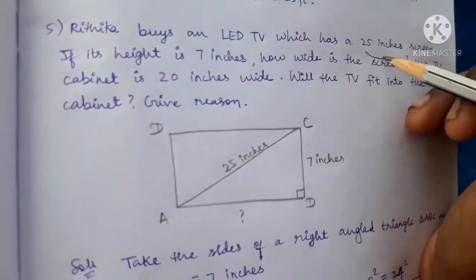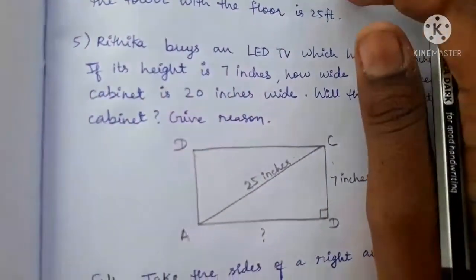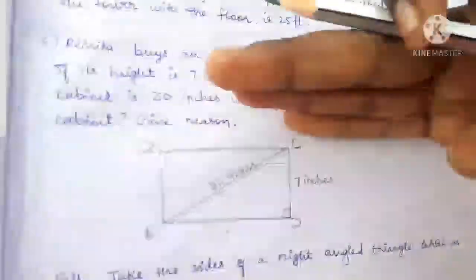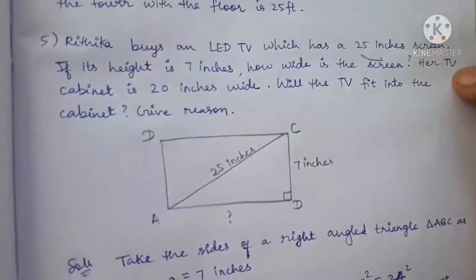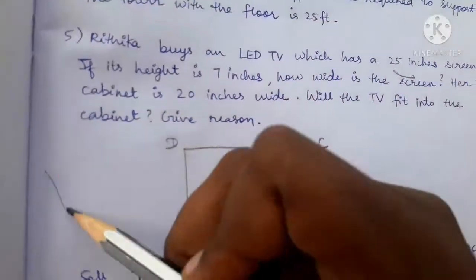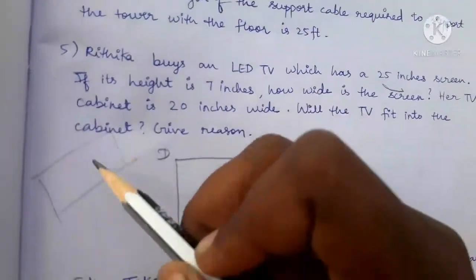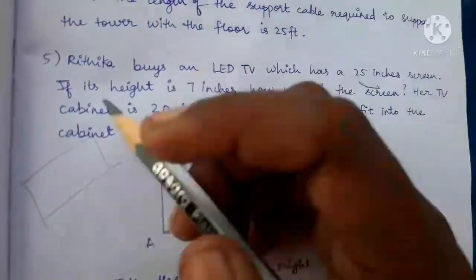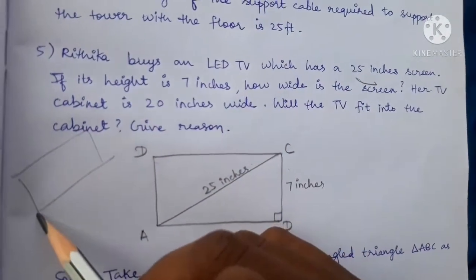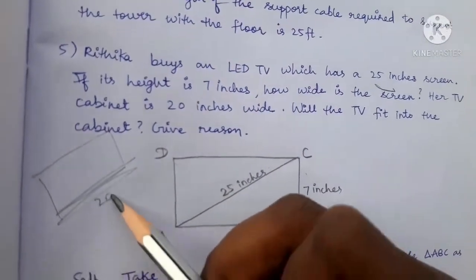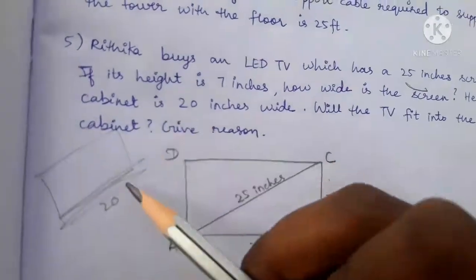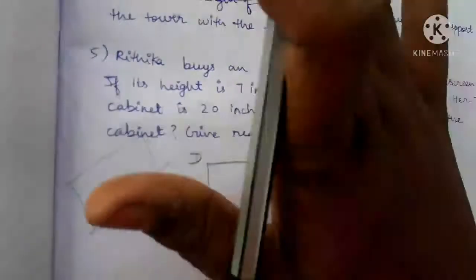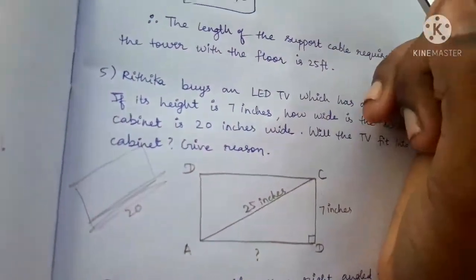So 25 inches. Then its height is 7 inches, they have given. How wide is the screen? Wide means this length they are asking about. Her TV cabinet, cabinet means a showcase where we keep the TV on. They are saying the cabinet's length is 20. The width of the cabinet is 20. They are asking, will the TV fit into the cabinet? Can we fix the TV inside it? They are asking, give reason.